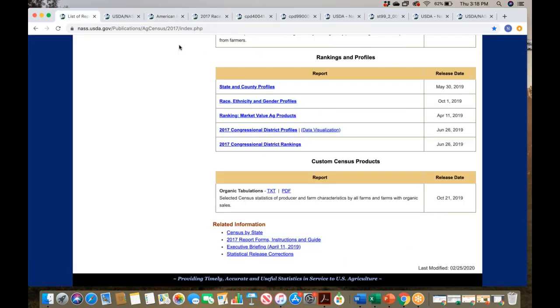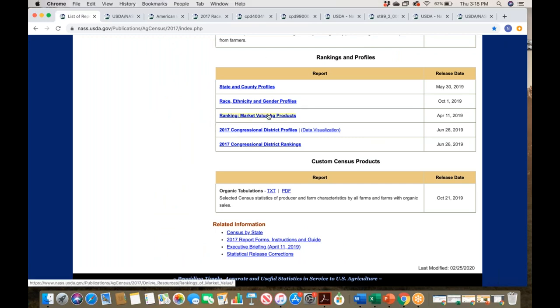Going back to the main page here, just a few more things to point out. There's some ranking information that says what is the most heavily concentrated crop in your area. You can find out there.